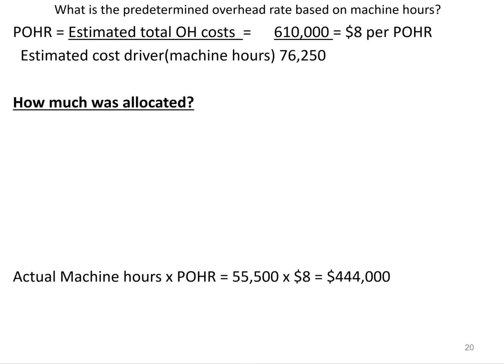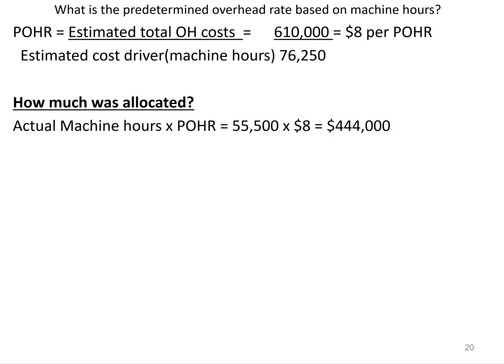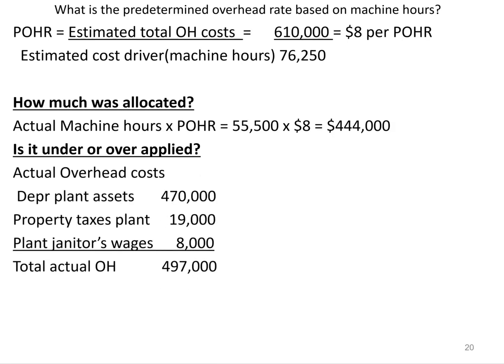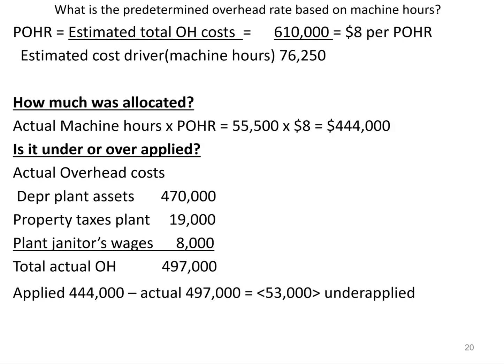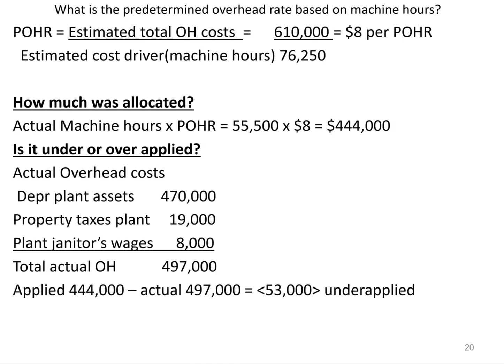Now we're always going to apply based on actual machine hours. So we've applied 444,000, but are we under or over applied? Well, we have to figure out how much is sitting in that overhead account. So our actual overhead is 497,000. We take away our actual, and in this case, we are under applied by 53,000. That is never good news. Okay, so that's where we get that number.